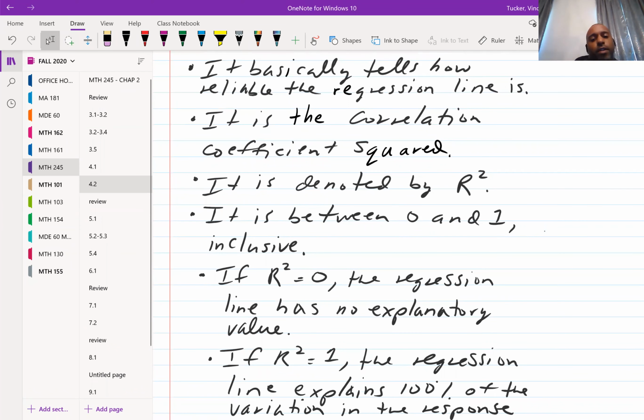So if R squared, the coefficient of determination, is equal to 0, the regression line has no explanatory value. That means your regression line is pretty much useless. It won't give you any type of prediction that will be reliable. But if R squared is equal to 1, then your regression line explains 100% of the variation in the response variable. So that means it's going to be 100% accurate. Of course, 0 and 100% are the extremes, but that's what 0 means versus 100%.